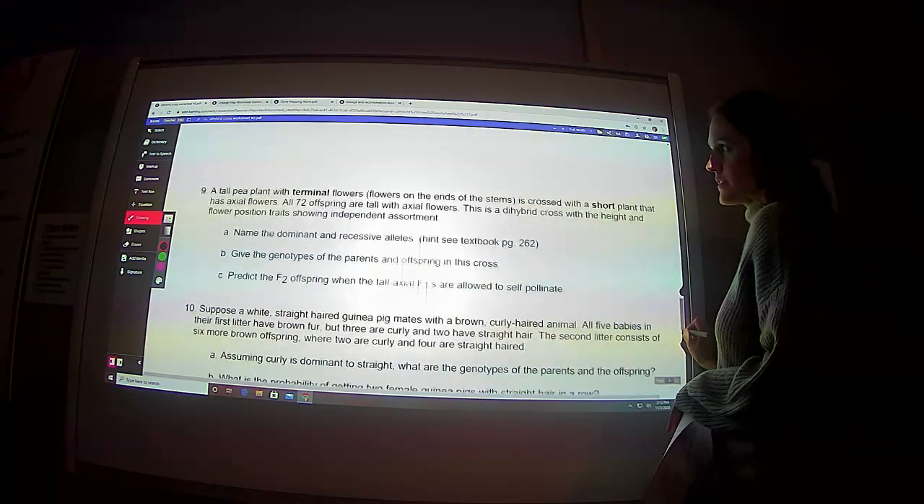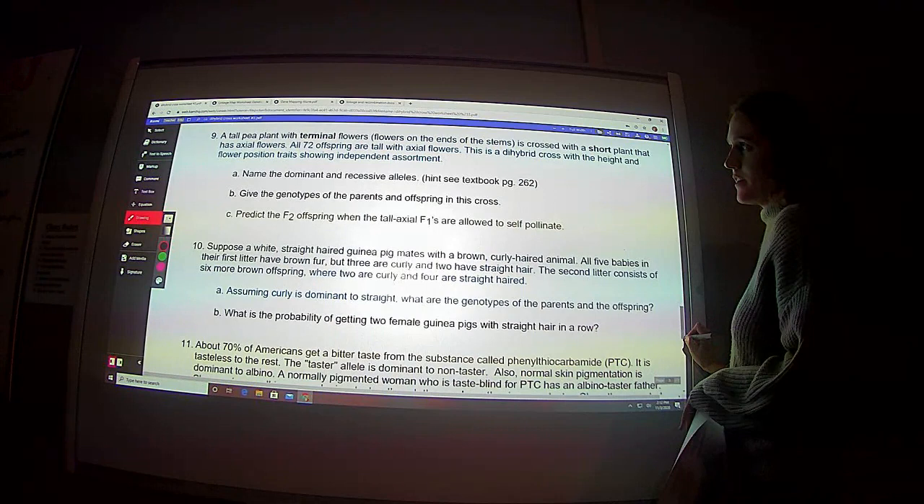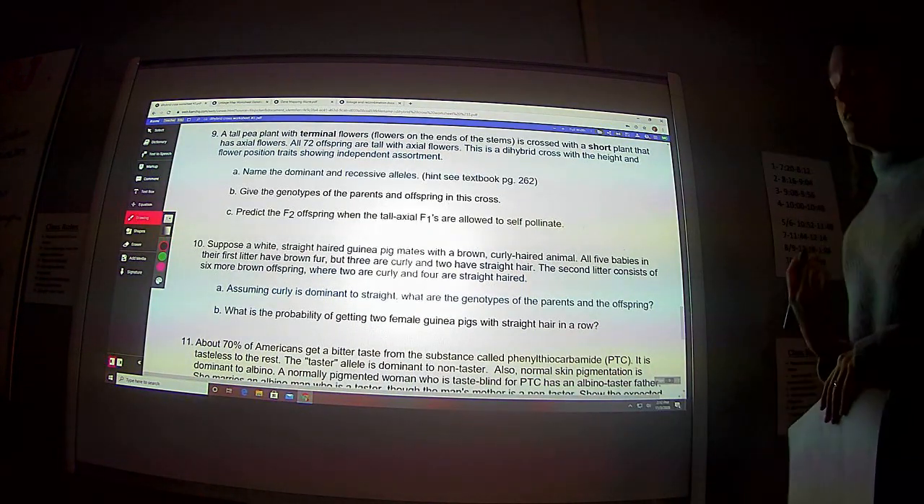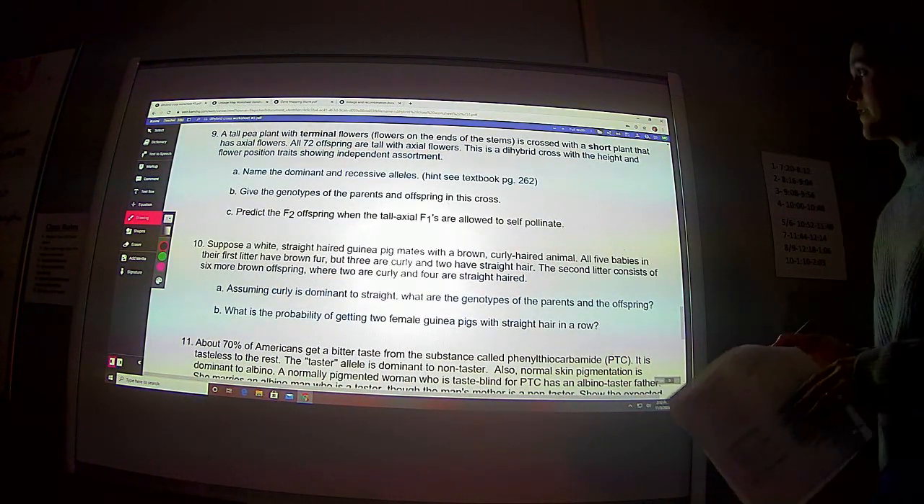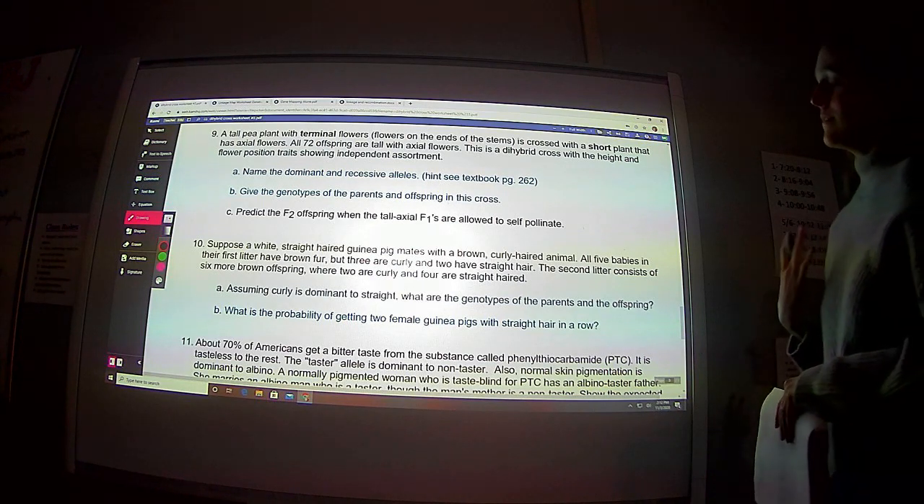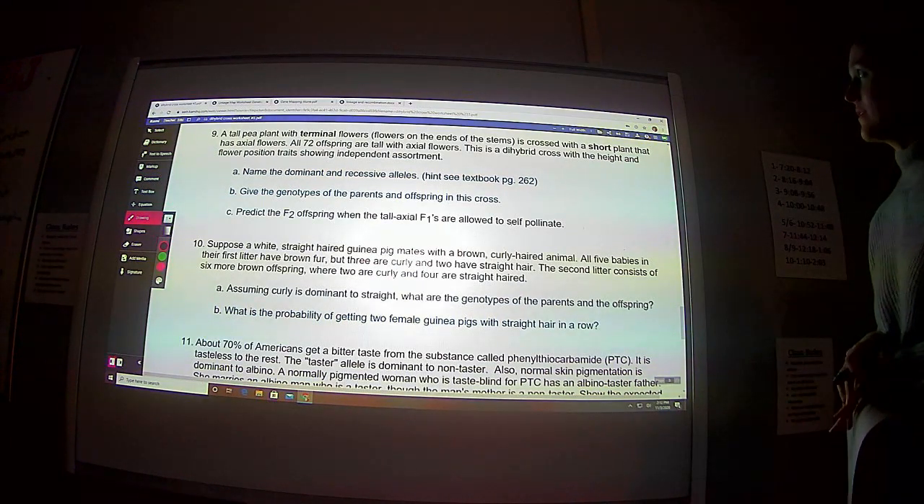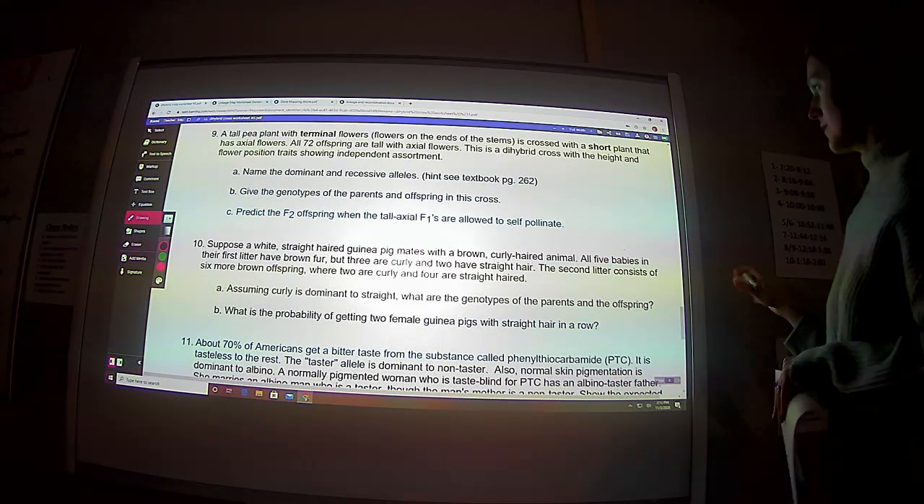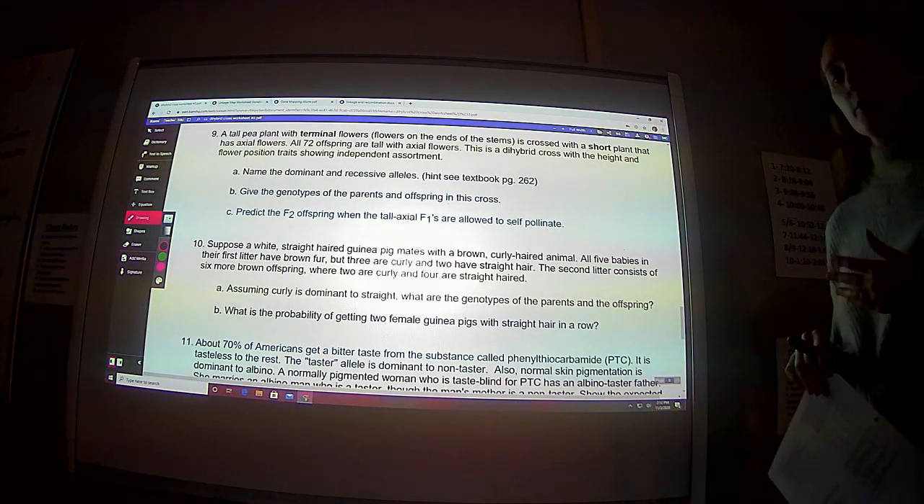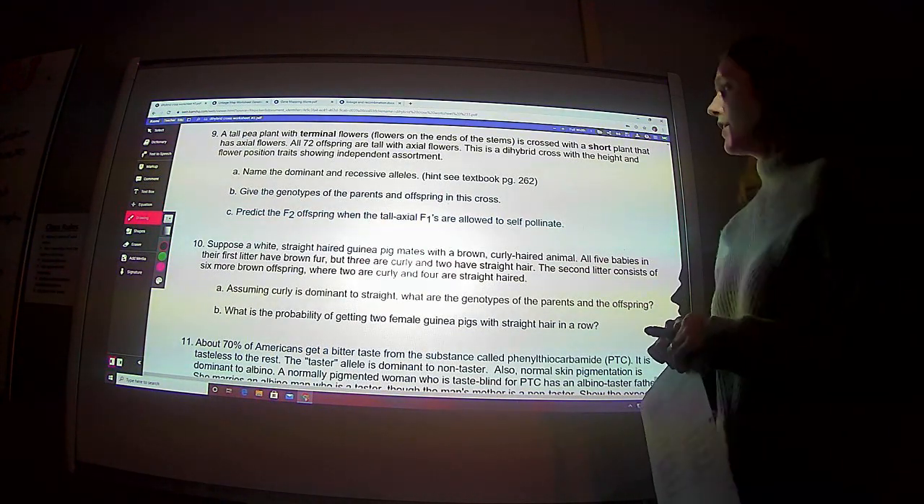I scrolled through all these because I wanted to help you out with these ones down here a little bit. They're different in that you don't actually have to work out any Punnett squares per se, just information that they're expecting you to almost be able to do in your head, but you can definitely show a little bit of work off to the side. So I'm going to do a couple of these with you, and then I'm going to let you finish them up.